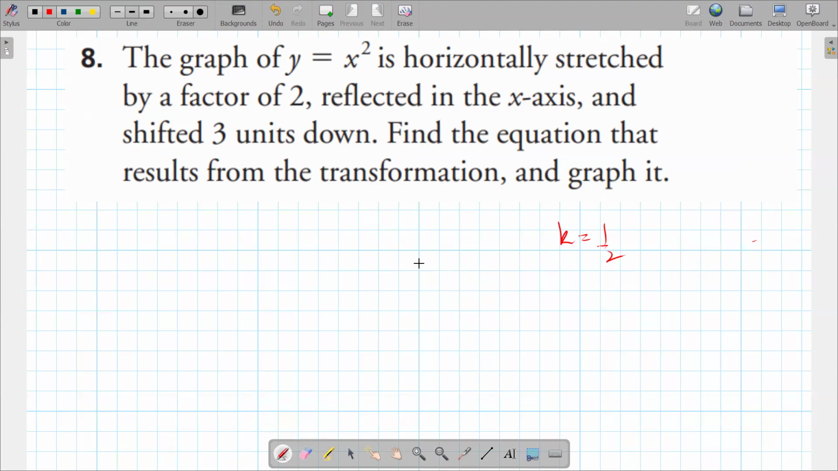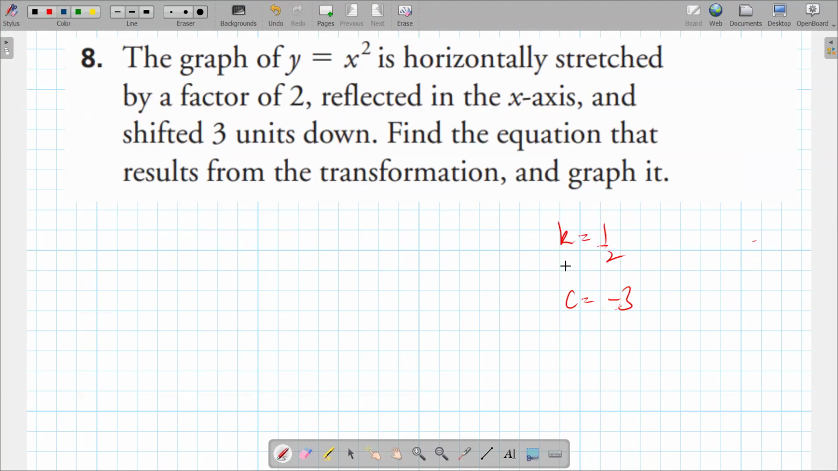And shifted 3 units down. What have they given us? What does that mean? Shifted 3 units down. C. C is minus 3.